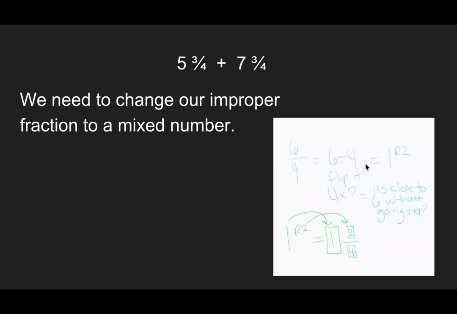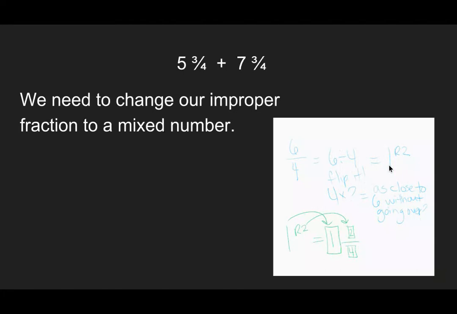If you're sitting there going, oh man, 6 divided by 4, I really don't know what that is. Flip it. We know that division and multiplication are inverse operations, so we can flip that and instead say, okay, 4 times what number is going to get me as close to 6 as possible without going over? In this case, that would be 1. And then you want to think, okay, what do I have left over? How do I get from 4, which is 1 times 4, to 6?